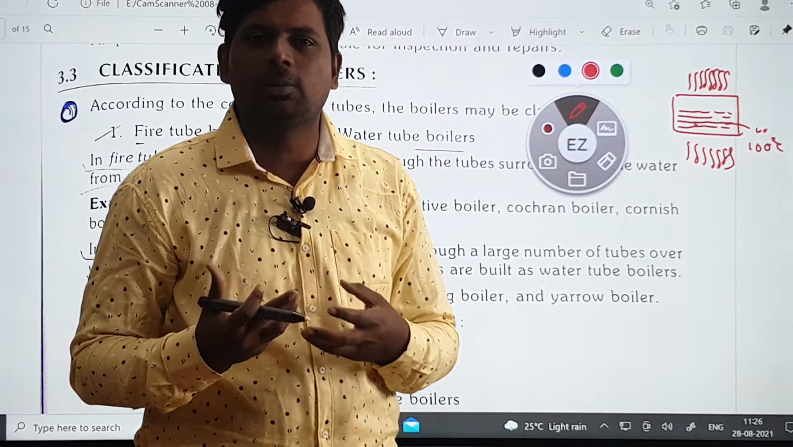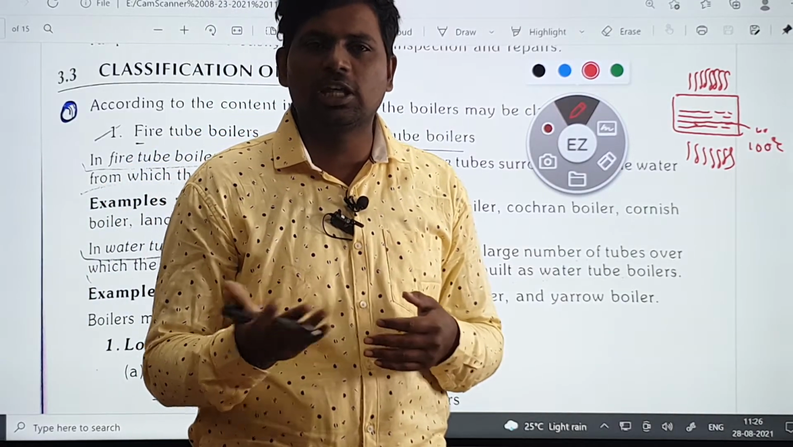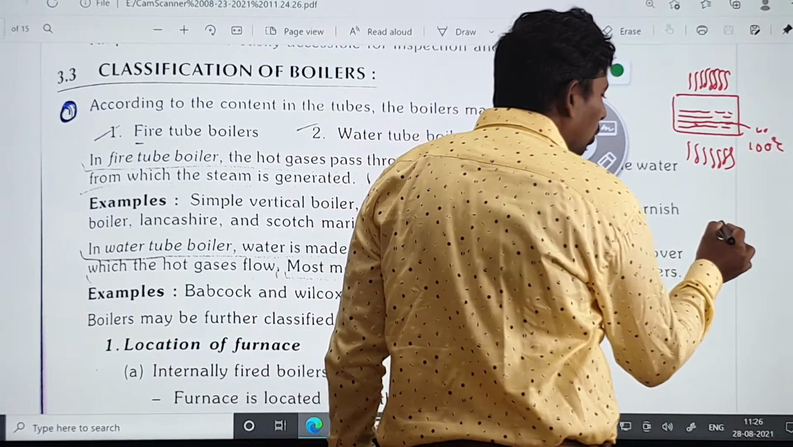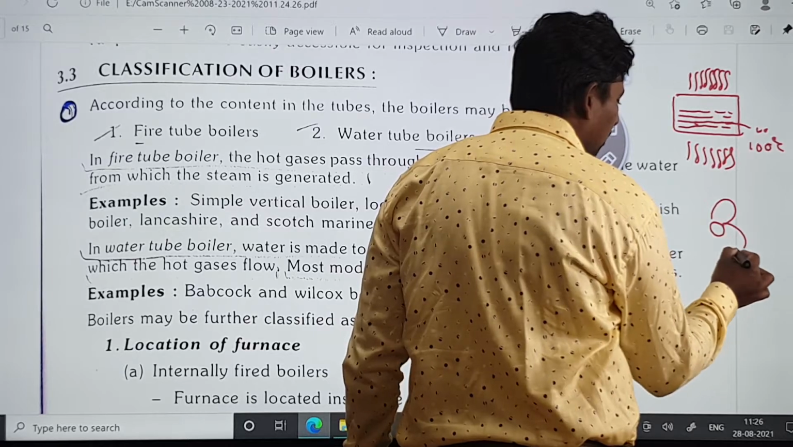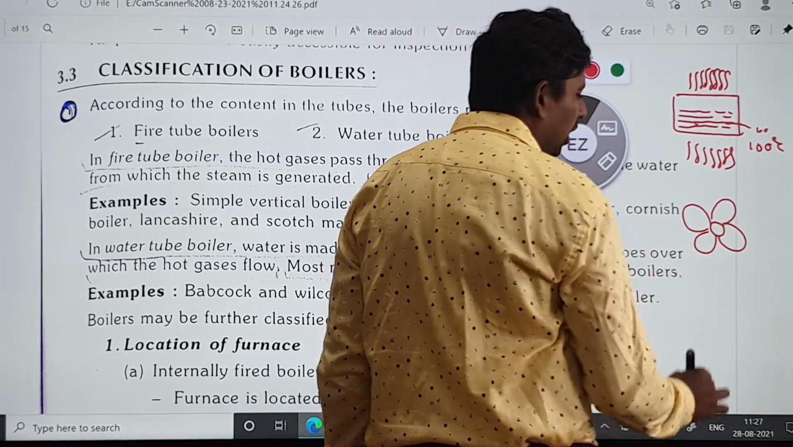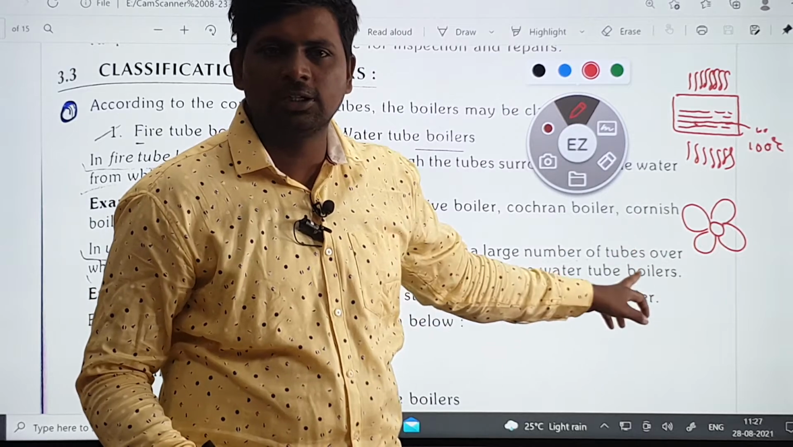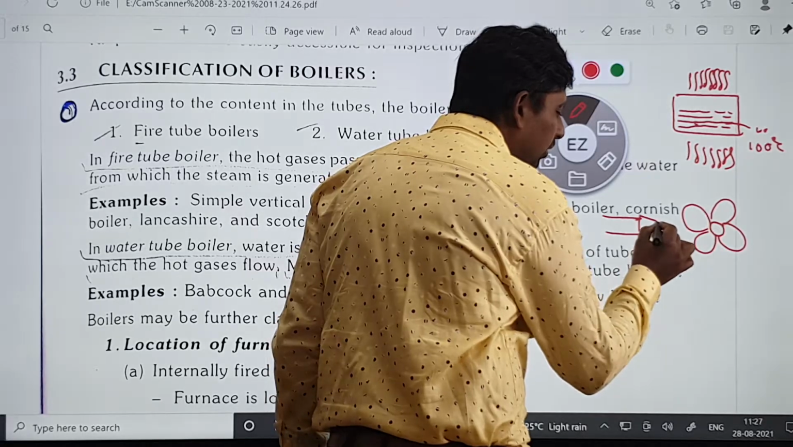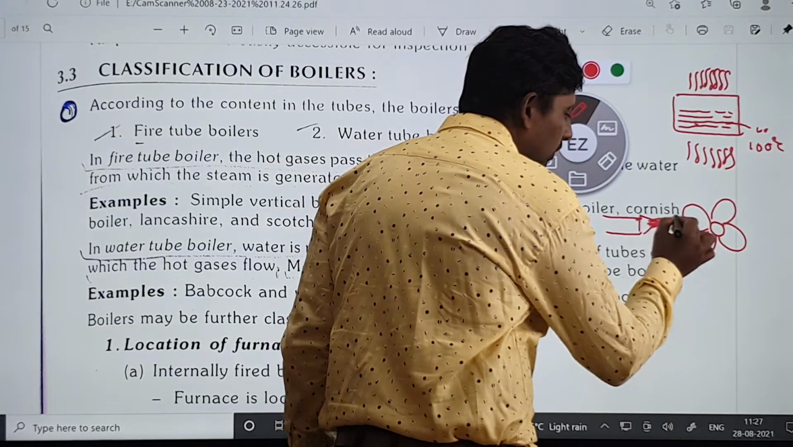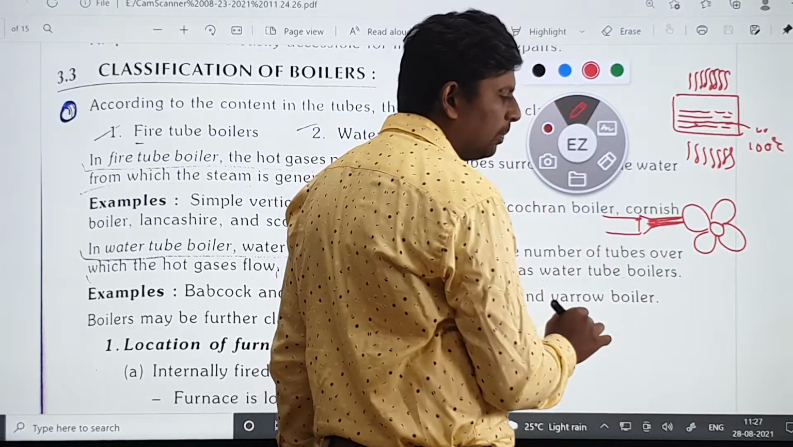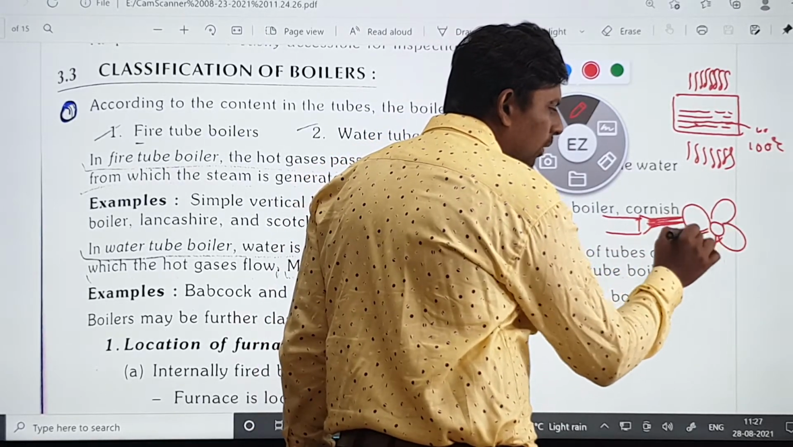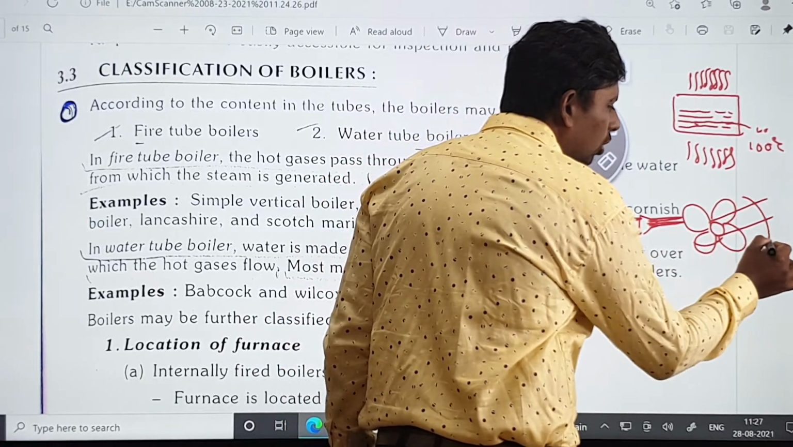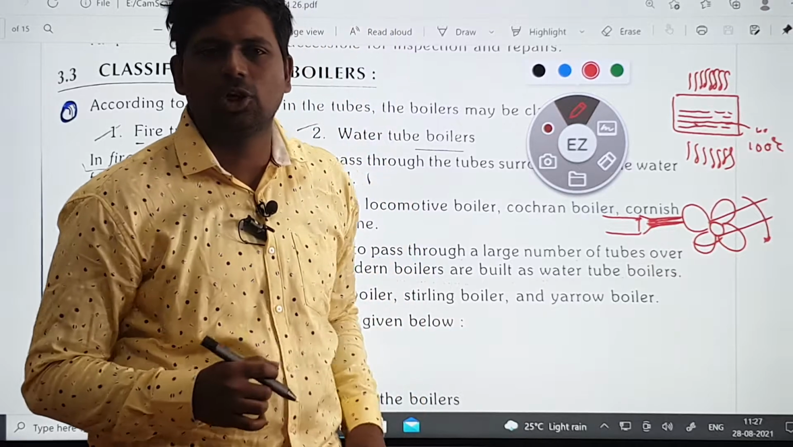We will collect that steam and use it for turbine rotation, and for many other purposes. Where will we use the steam? Suppose this is my turbine and this is my turbine blade. With the help of a nozzle, the steam will strike this blade. When it strikes, the blade will rotate, and the shaft will also rotate.